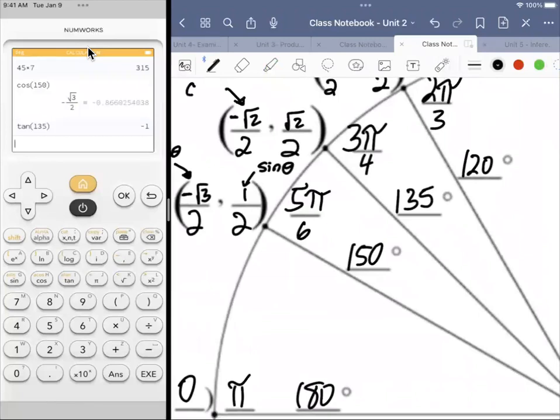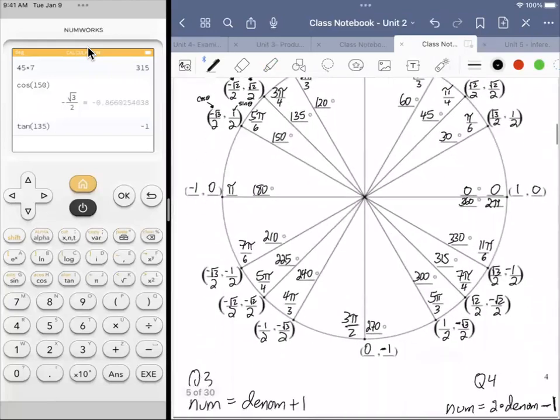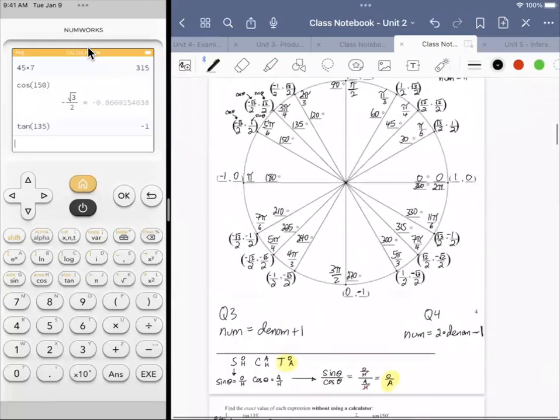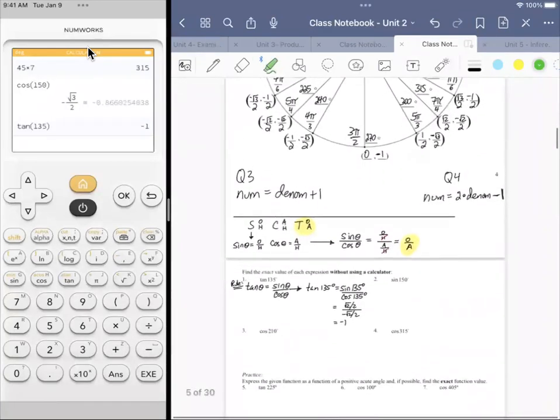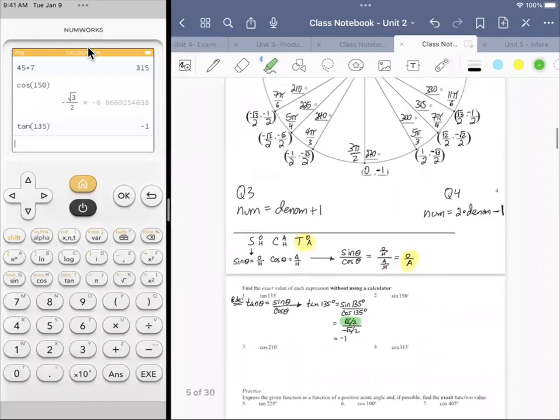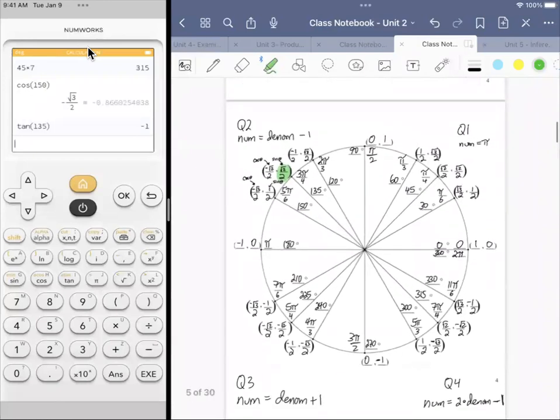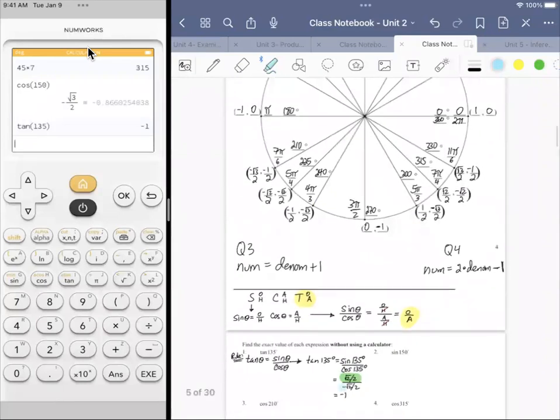cosine is the X, sine is the Y. All right, so at 135, we want the sine, that's this number here, that's the radical 2 over 2. And then the other one, the cosine at that same angle, negative radical 2 over 2. Simplify, two opposite values divided is going to be equal to a negative 1.